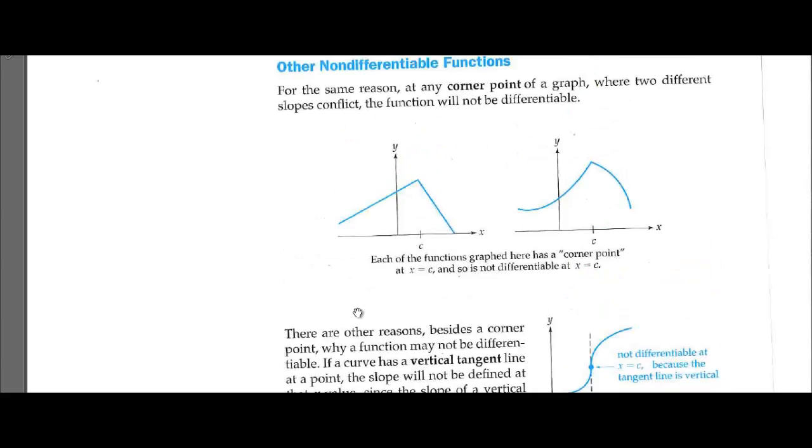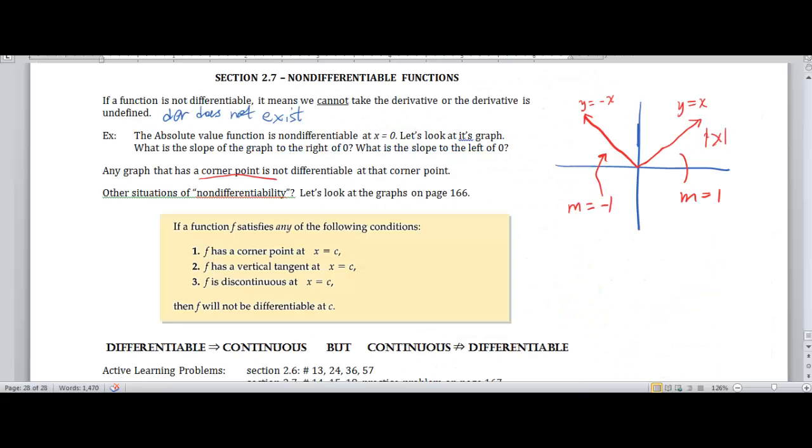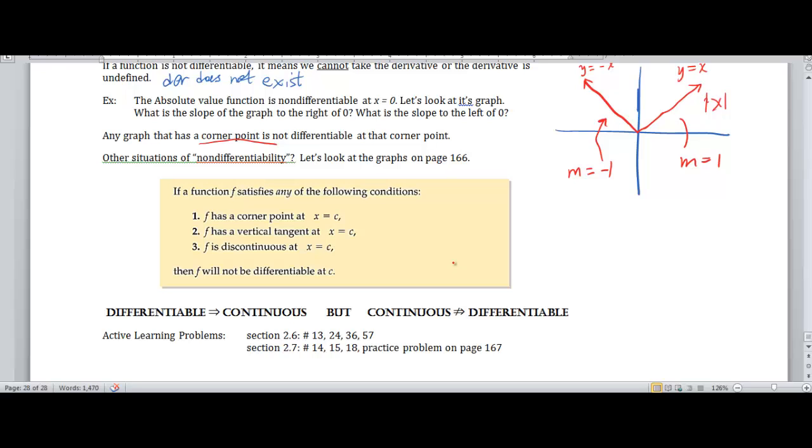Again, this is on page 166 in your book. If a function satisfies any of the following conditions: at C there's a corner point, or at C there's a vertical tangent, or at the point x equals C there's a discontinuity, then the function will not be differentiable. The derivative will not exist at C. So let's talk about differentiability and continuity.